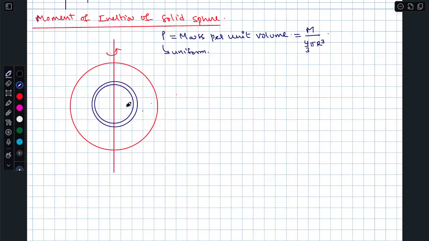Right. Now you have a shell of radius r, thickness dr. So what is the mass of the elemental shell? Tell me. What is the volume? 4 pi r square dr, times rho. If you have any doubts, ask me now.